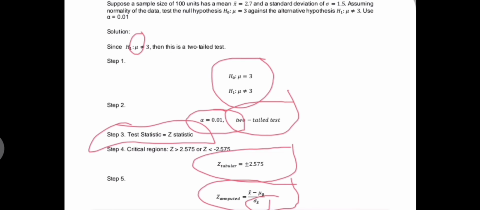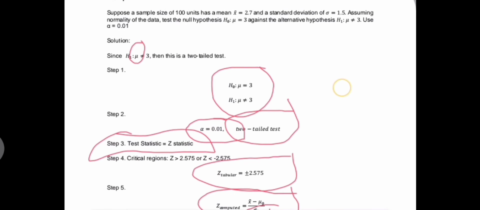Let us first determine the mean, the hypothesized value of the population mean, the standard error of the mean, or the population standard deviation, and the sample size. We can see here in the problem, we have the sample size of 100 units, the mean of 2.7, the standard deviation of 1.5, and the hypothesized value of the population mean, that is 3.